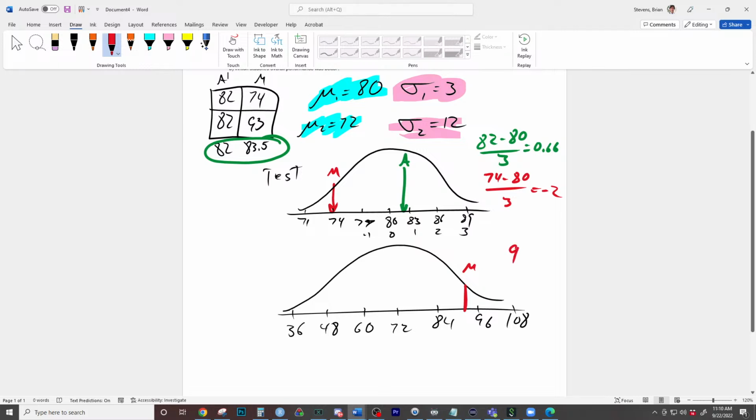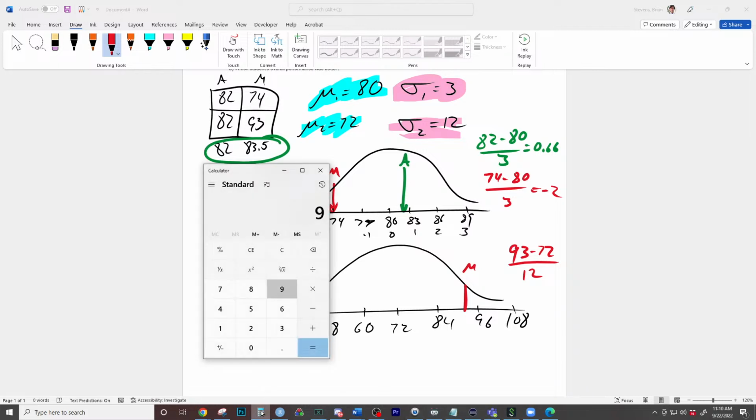Excellent work. 93 minus 72 over 12 right there. That should be 1.75. So 93 minus 72, 1.75.